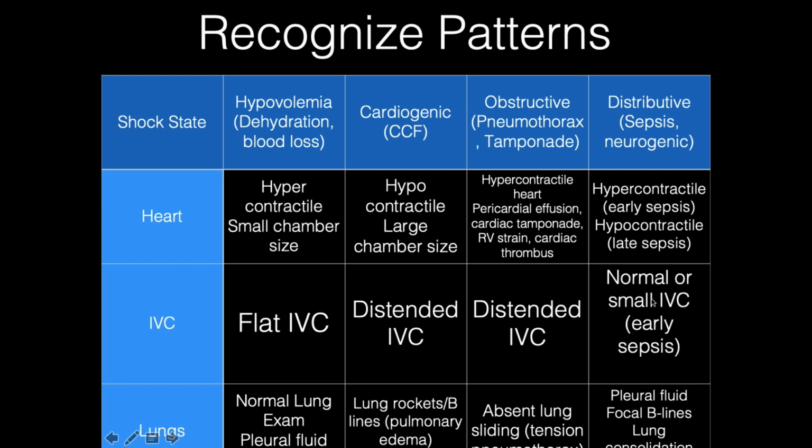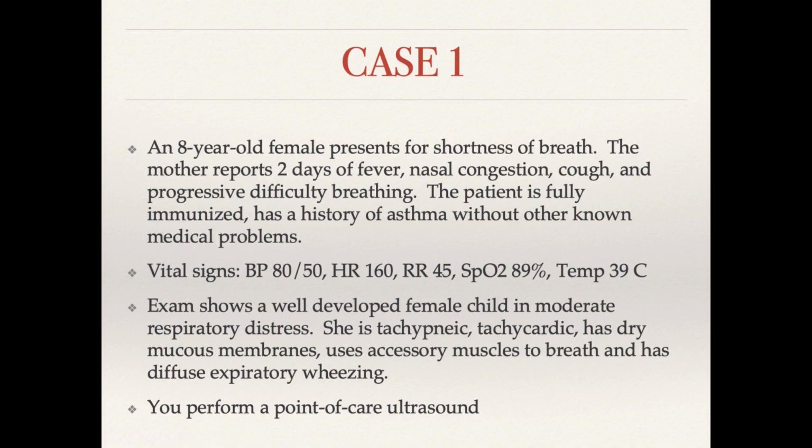The IVC can be normal or small in distributive shock, which normally we're talking about sepsis, but of course anaphylaxis and neurogenic shock are types of distributive shock as well. And the lungs tend to be normal in hypovolemia, unless you have a big hemothorax. You can have pleural effusions. In cardiogenic shock, we tend to have pleural effusions and a lot of B lines indicating pulmonary edema. Whereas in obstructive shock, we're really just ruling out pneumothoraces. In distributive shock, you might see the etiology of a septic patient in the lungs being pneumonia.